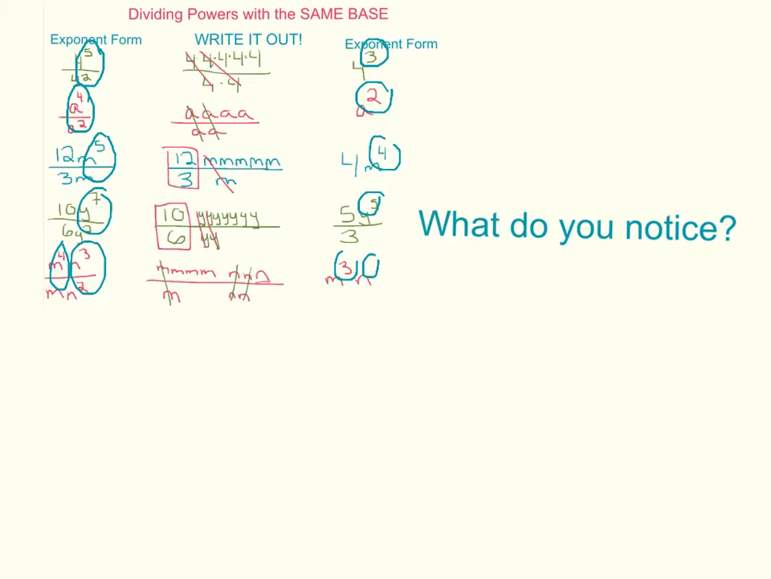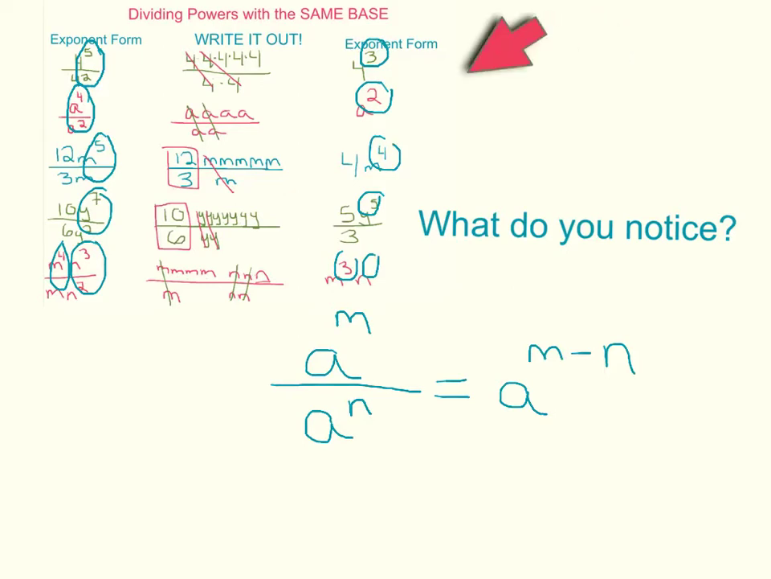All we're doing is we are subtracting our exponents. So if we have a power a to the power of m, and we're dividing by the same base a to the power of n, it's the same as if you keep that same base a and you subtract your exponents, m minus n. So when you are dividing powers with the same base, what you need to do is subtract your exponents.